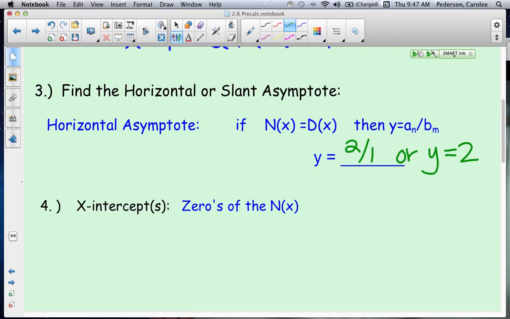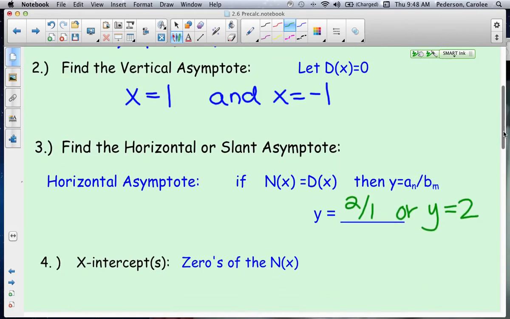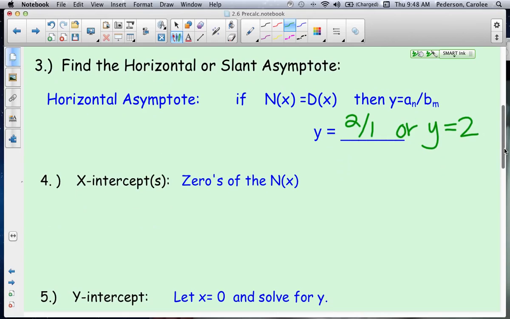All right. Now let's move on to step 4. So step 4 is I go out and find the x-intercepts. So remember from earlier in our class in chapter 2, the x-intercepts exist at the zeros of the function. In this case, we're only looking at the numerator. So we're only looking at the 2x squared. So the numerator was 2x squared. We find the zeros of that numerator. So we solve it for x.